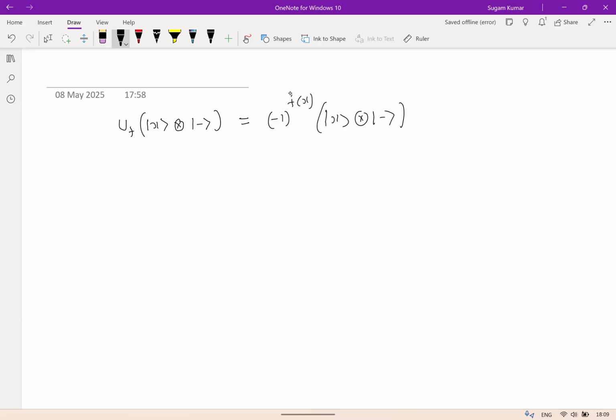So what is the question? Whenever the power is odd, the minus sign comes. Is that called the kickback phase? Yes, that's correct. Okay, my confusion is clear.